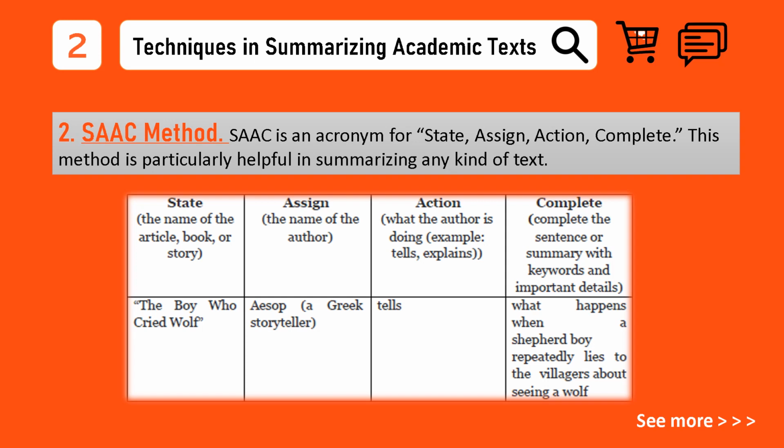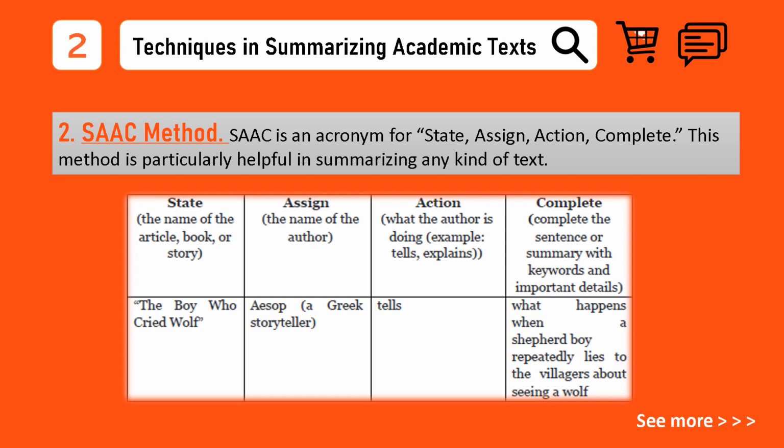Next in the acronym is Assign. It tells us the name of the author. In the example, the author is Aesop, who is a Greek storyteller. The other A in the acronym is Action. It tells us what the author is going to do in his or her piece of writing. In the example above, the author's purpose is to tell something.